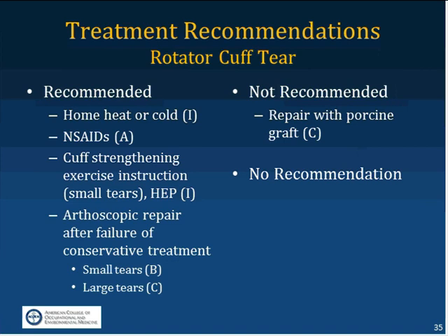With rotator cuff tears on an acute level, you would use heat and cold, NSAIDs, and cuff strengthening exercises for small tears, which are common and may or may not be work-related. There's B-level evidence for repair of small tears after failure of conservative treatment, so we're talking a number of weeks out. And interestingly enough, only C-level evidence for fixing large tears with an arthroscope. Foreign grafts have evidence against them.